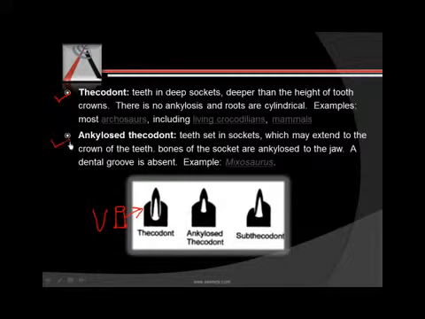Then we have ankylosed thecodont. In ankylosed thecodont, what happens? Yes, there is a socket, but the tooth is ankylosed to the jaw. Now, what is the difference from acrodont? In acrodont, you had the tooth sitting on the top of it, but here the tooth is going inside the bone, but yes, still it is ankylosed. So that is your ankylosed thecodont. So once you have a socket, it becomes thecodont. When it is ankylosed, it becomes ankylosed thecodont. And we have one more, subthecodont, which we'll see in the next slide.